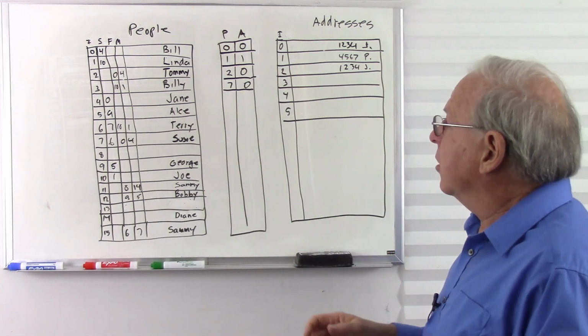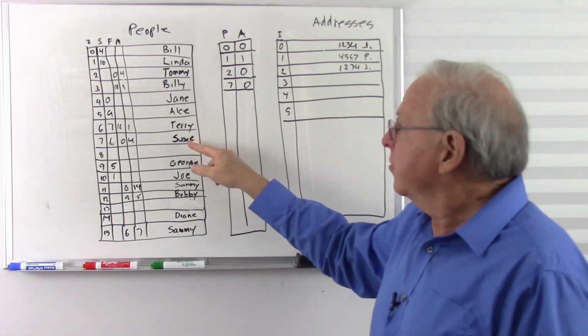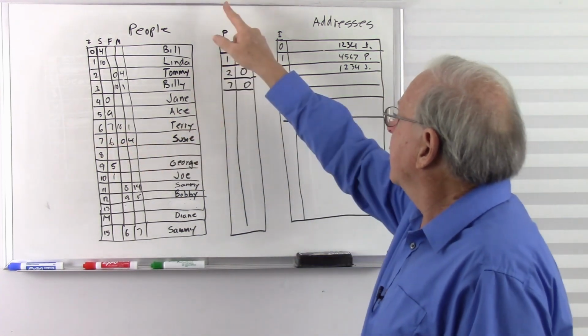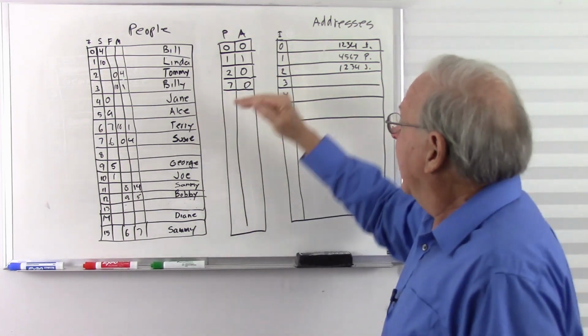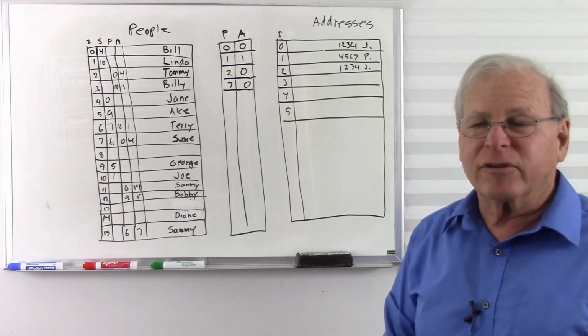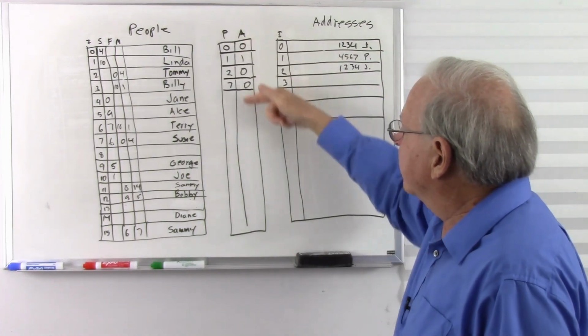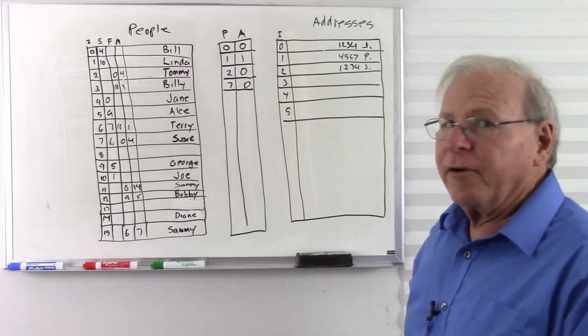So if I need to know Susie's address, I go, Susie is number 7, look at person number 7, goes to address number 0, and there I can grab that address. And so I don't have to repeat my addresses because I can link them by this third intermediary table.